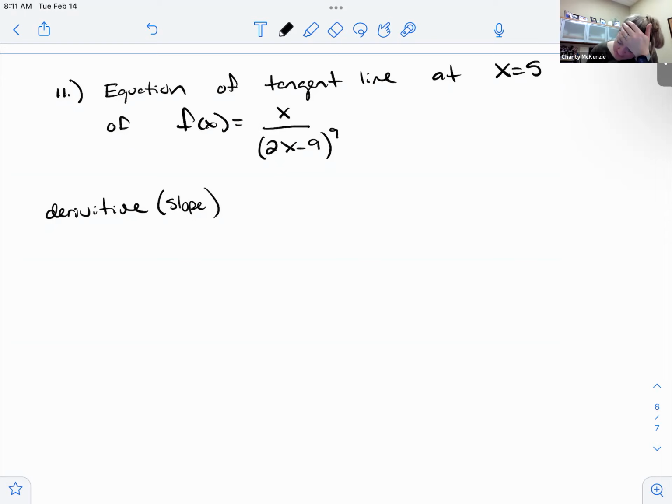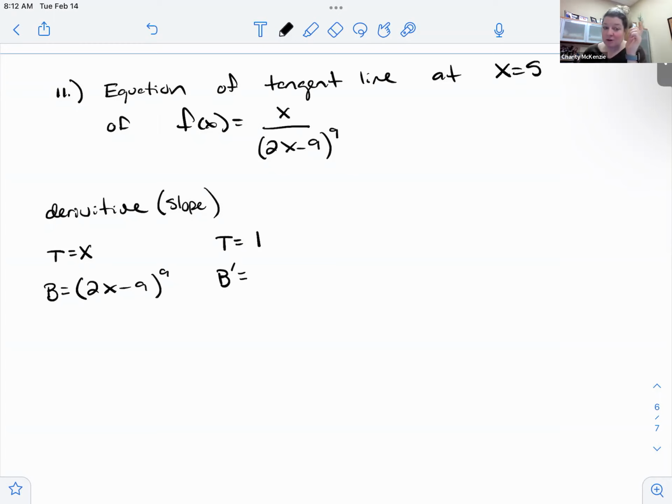Okay, so we're going to say the top is equal to x. The bottom is equal to 2x minus 9 to the 9th power. So if we go to do the derivative of the top, well, that was easy. 1, done, right? And then the derivative of the bottom, not so easy. So we have a chain rule. So the inside is 2x minus 9. Outside is the 9th power, right?